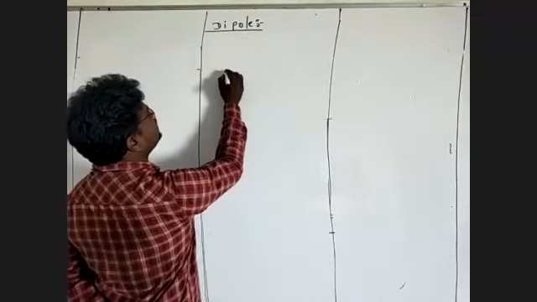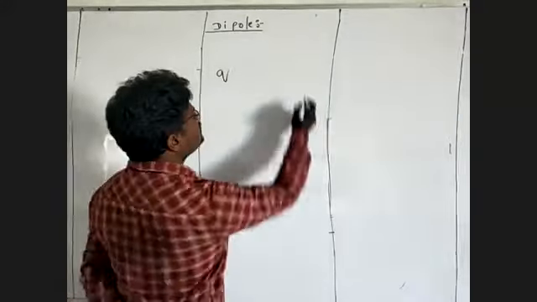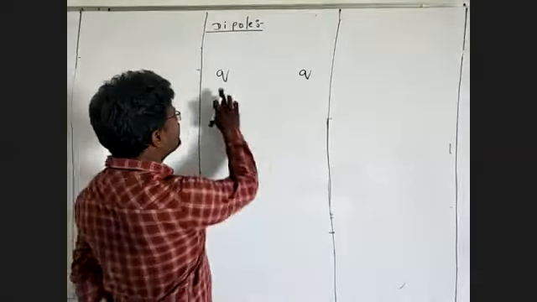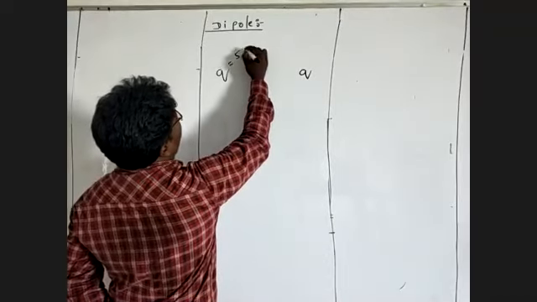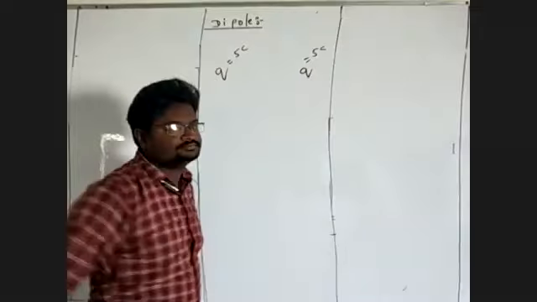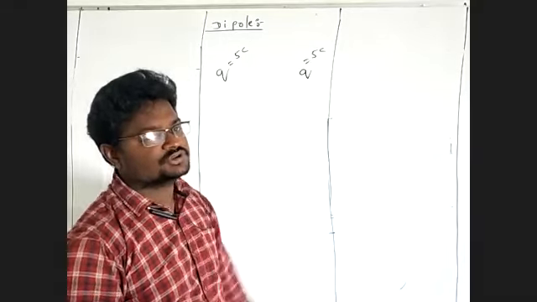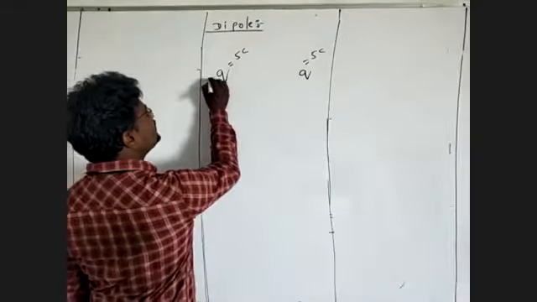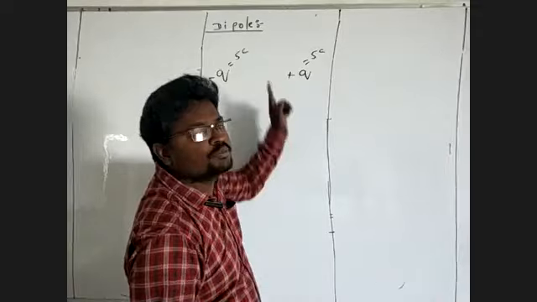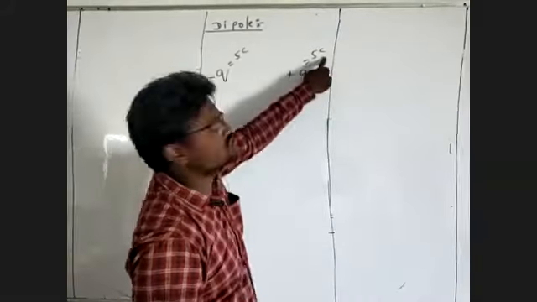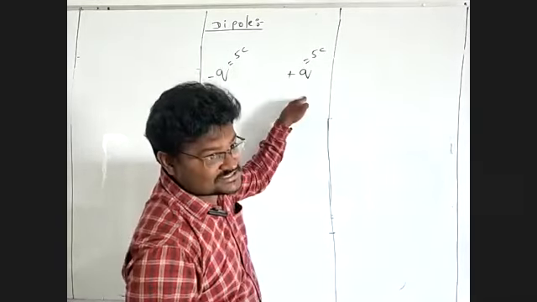Electric dipole means, I'm taking this is a Q charge. This is one more charge. Both charges are equal, for example 5 coulomb. This also 5 coulomb. Both charges are of equal magnitude. Now this is negative, this is positive. Opposite charges. Negative charge, positive charge. Equal charges, opposite signs.